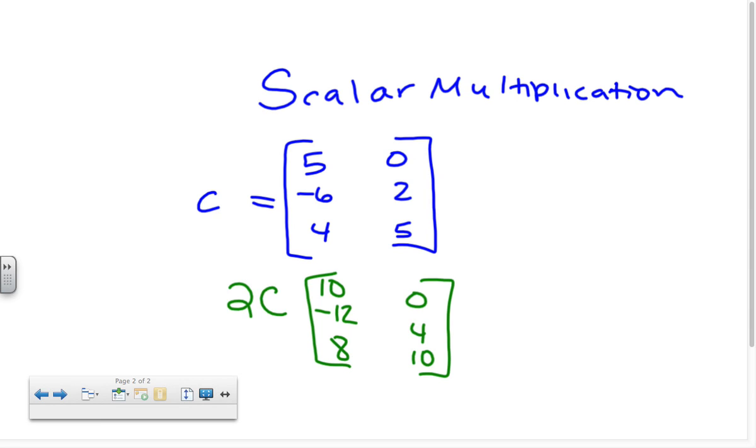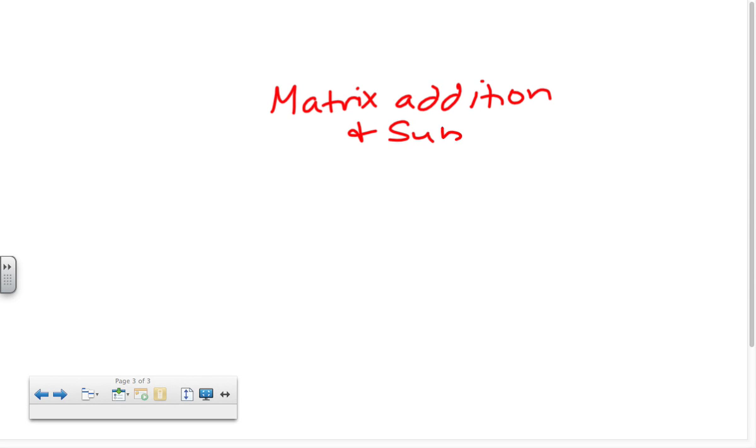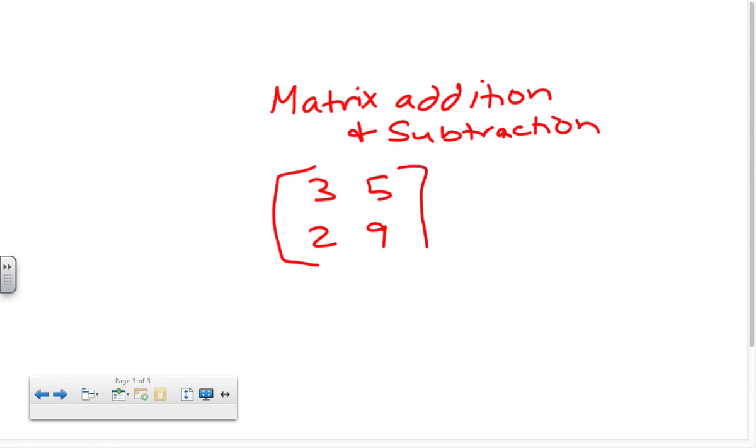Okay, the last thing that we're going to talk about is addition and subtraction with matrices. Okay, and this is actually with matrices themselves. So, matrix addition and subtraction. First of all, you should know you can't just add a number to a matrix. I can't go 3, 2, 5, plus 6, and then just add 6.